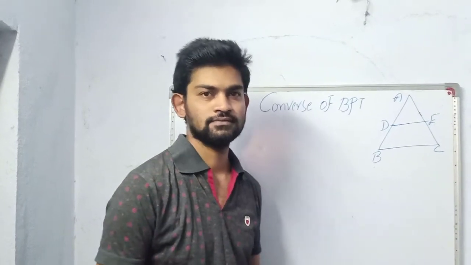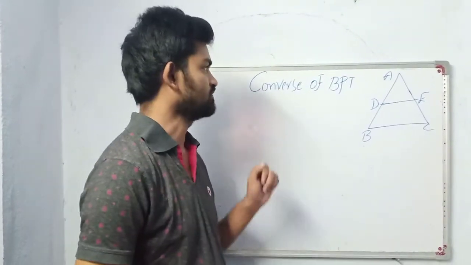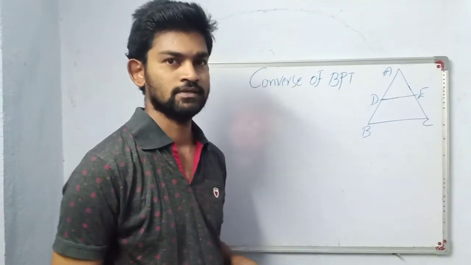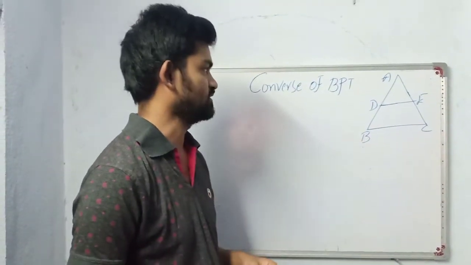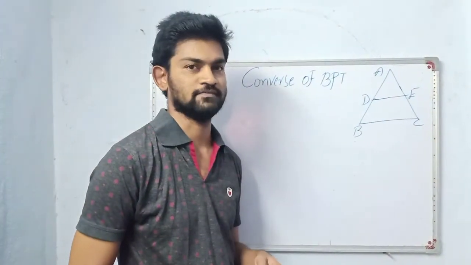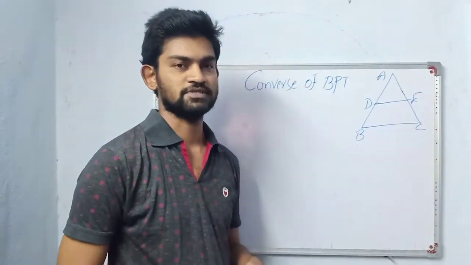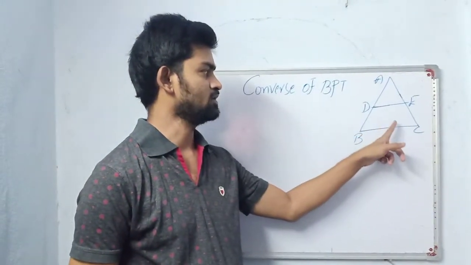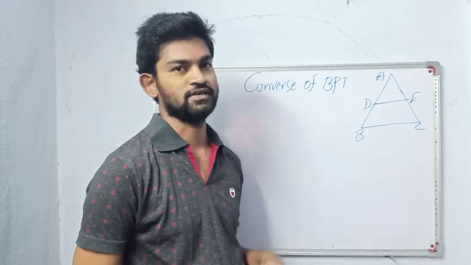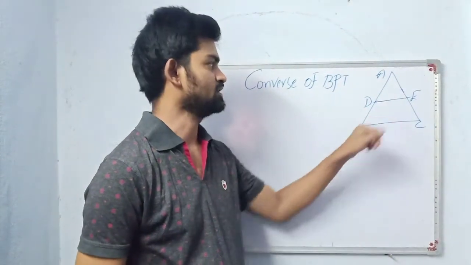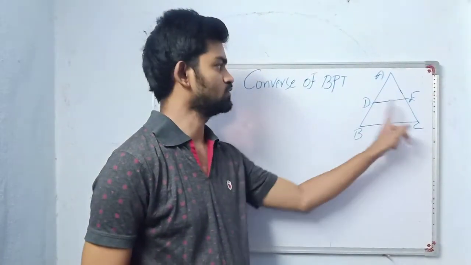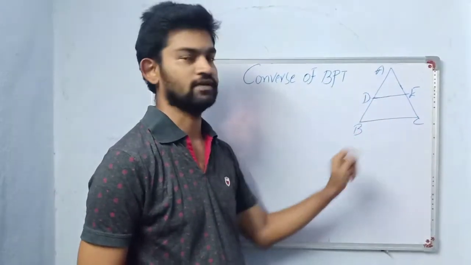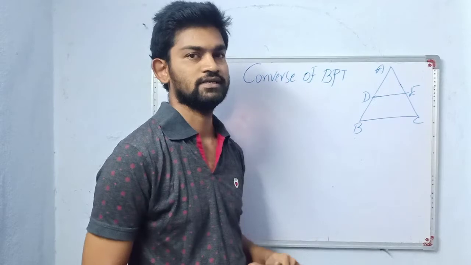Hello children, today we'll learn the converse of BPT theorem, that is the converse of Thales theorem. First, we'll see what the statement of BPT theorem is. BPT theorem says: if a line is drawn parallel to any one side of a triangle, then this line divides the other two sides in equal ratio. It means AD by DB equals AE by EC.